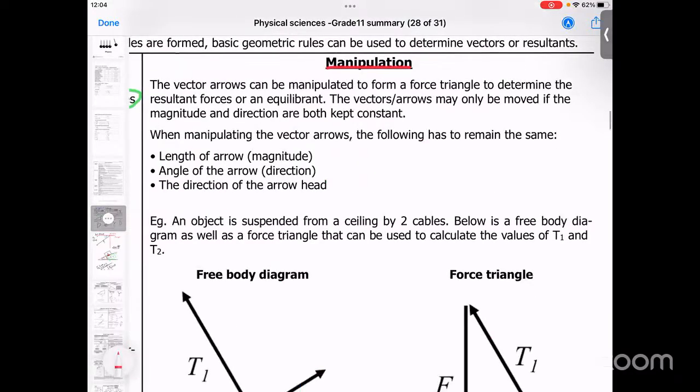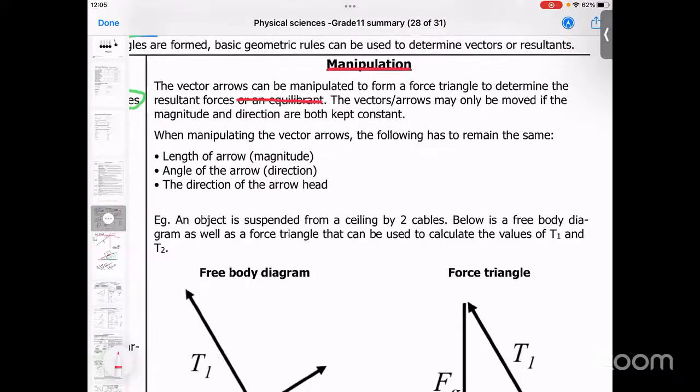The vector arrows can be manipulated to form a force triangle to determine the resultant force. Forces in equilibrium, let's not use heavyweights. We know there's something called equilibrium, but let's just stick to resultant force. The vectors or arrows may only be moved if the magnitude and direction are kept constant, both of them.